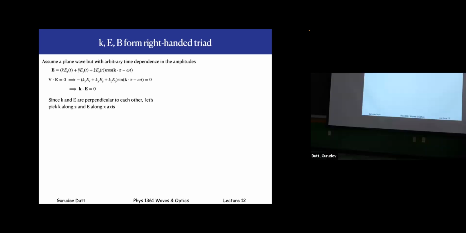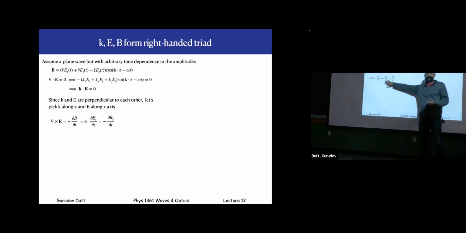So we see k and E must always be perpendicular to each other. Okay. So let's, for simplicity, again, as I said, I can show this for the most general situation, but to make the math very simple, let's just pick k to be along the z direction, and then E will be, say, along the x-axis to be perpendicular to k. Okay. So then I apply Faraday's law.